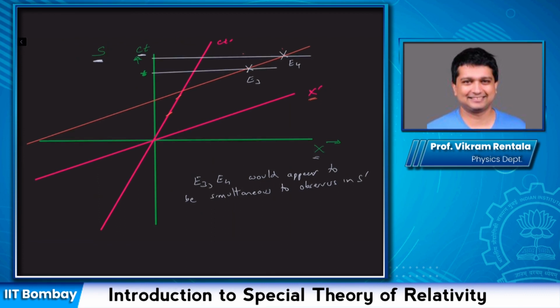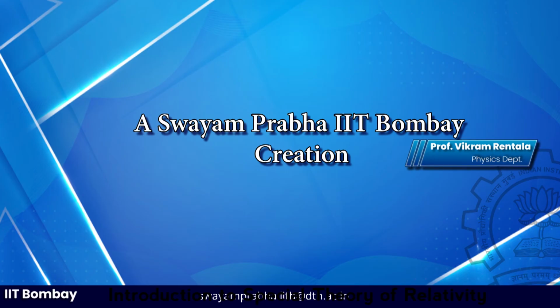So here are those grid lines. And you can see that they are not the same grid line, which means that they intersect the time axis of the frame S at different time points. And therefore, the points E3 and E4 do not have the same time coordinate according to observers in frame S. So E3, E4 are non-simultaneous events in the frame S.